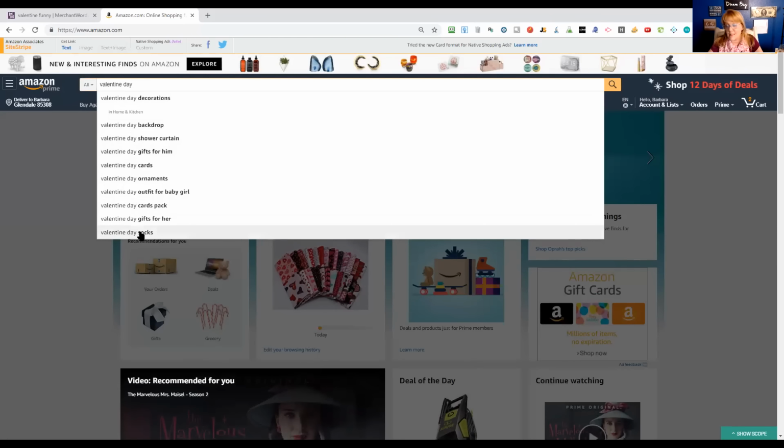Ooh, Valentine's Day socks. Ooh, that's a good one, right? Backdrop. That's interesting, guys. Pay attention here. Look at this Valentine's Day backdrop. See, I told you we never know what's going to happen when we do a live show and tell. So I typed in Valentine's Day backdrop. Let's just go there. Shower curtain, Valentine's Day shower curtain.